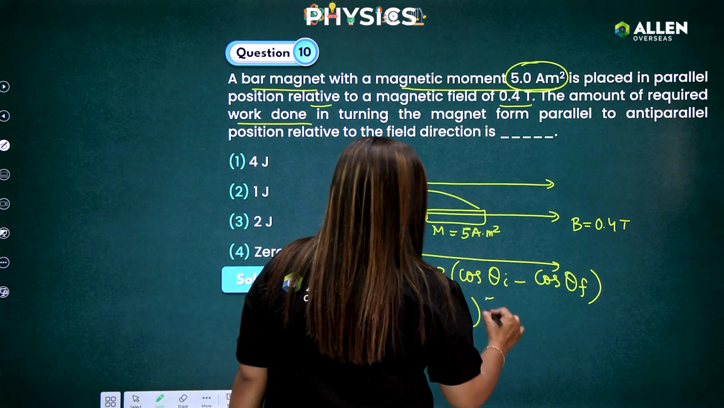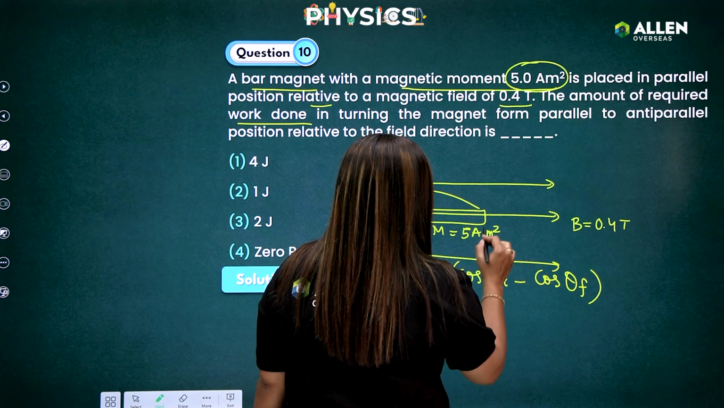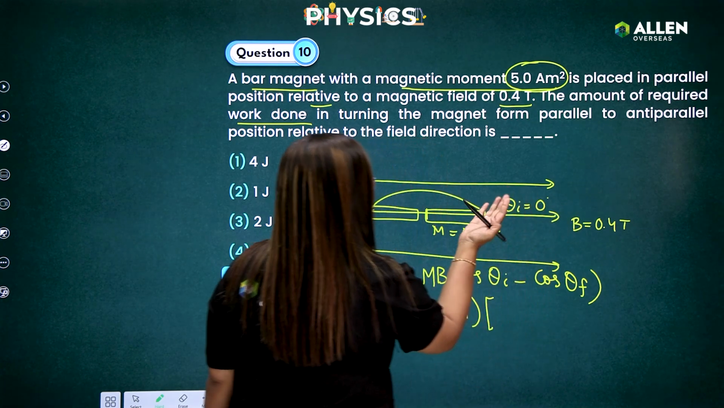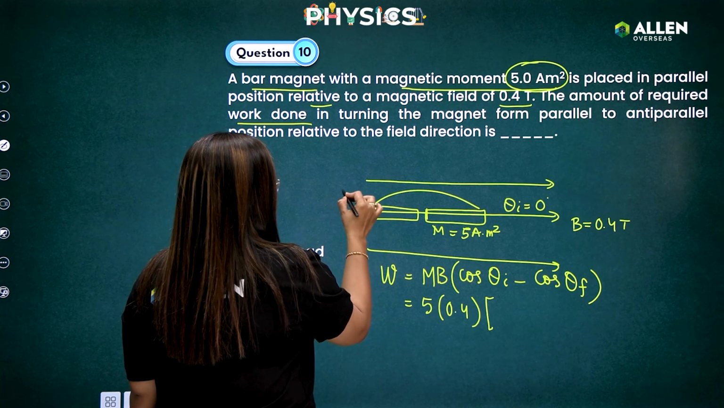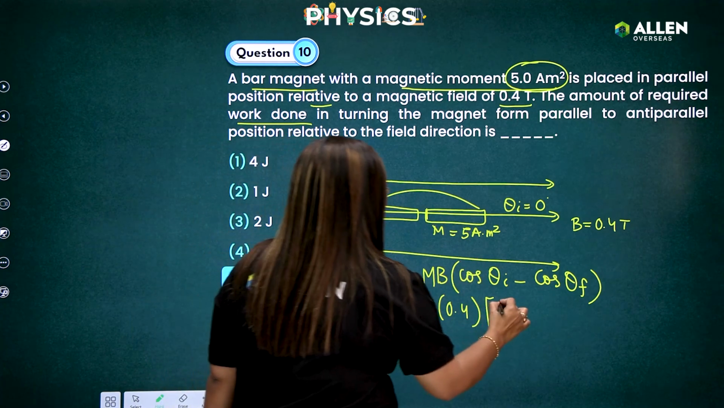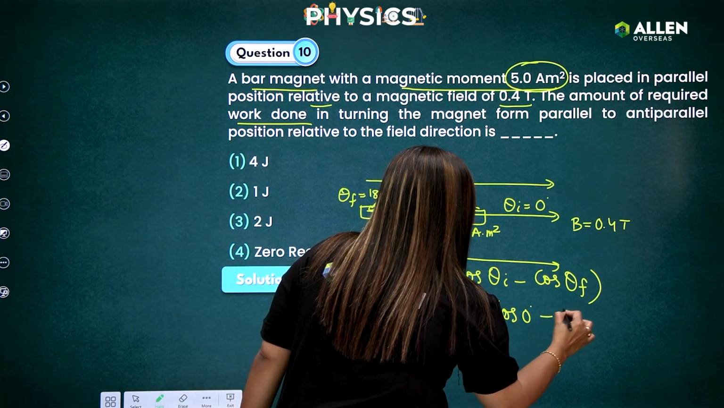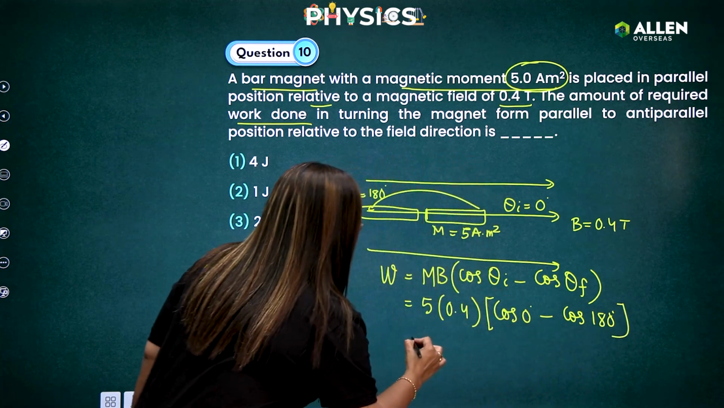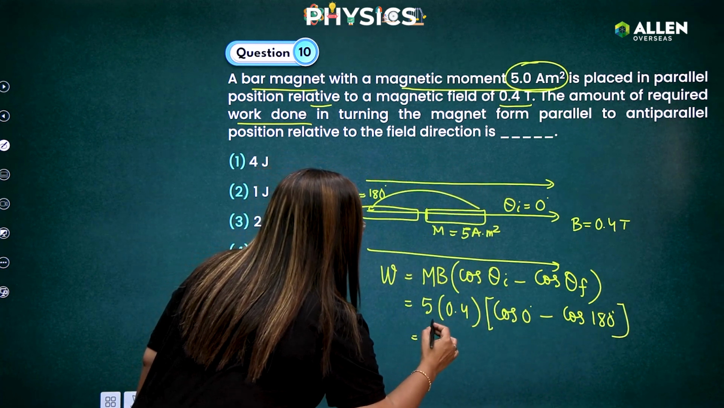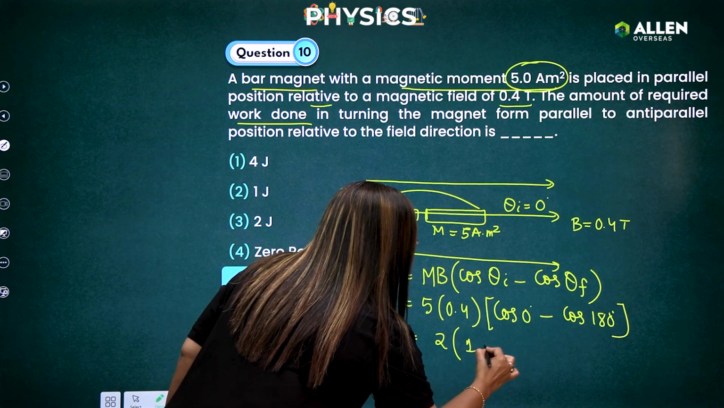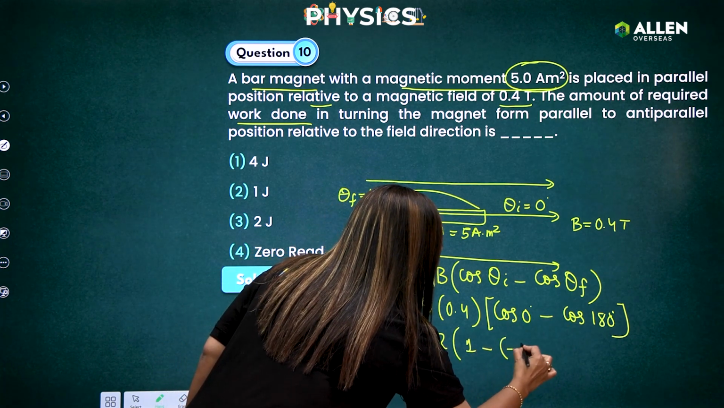Well, so this is cos theta 1, the initial angle. Here the initial angle is equal to 0 degrees, and if you want to move it in this direction, theta final is equal to 180 degrees. So I can write cos 0 degrees minus cos 180 degrees. Well, this is 5 into 0.4, which is 2, and cos 0 is 1, minus cos 180 is minus 1.